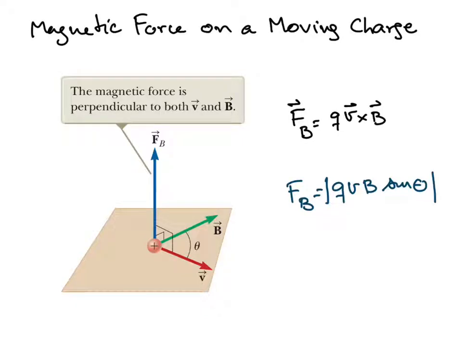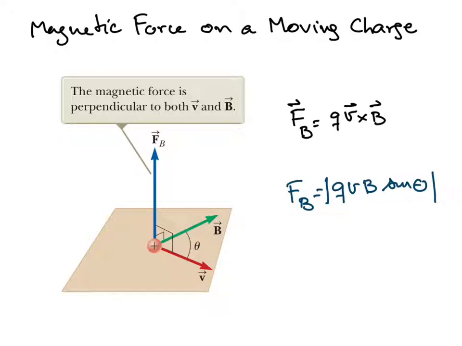The magnetic field will also interact with the moving charge. If we have a charge moving in a region with a magnetic field, the magnetic field will exert a force on the moving charge. The formula for the magnetic force on a moving charge is a little bit complicated. It's more complicated than the electric force on a charge, but the form is similar.